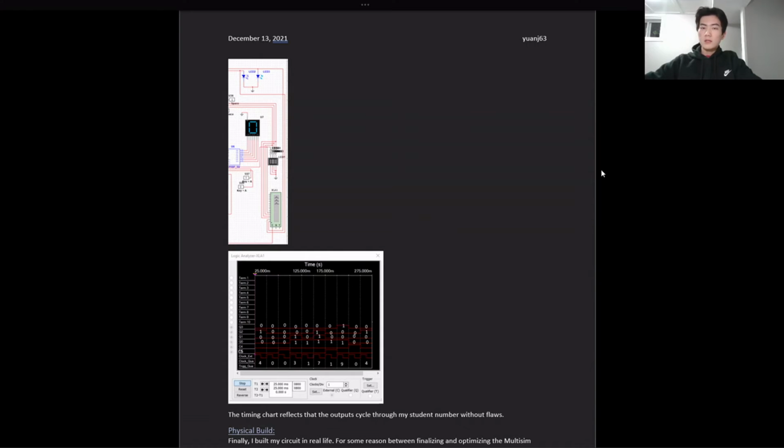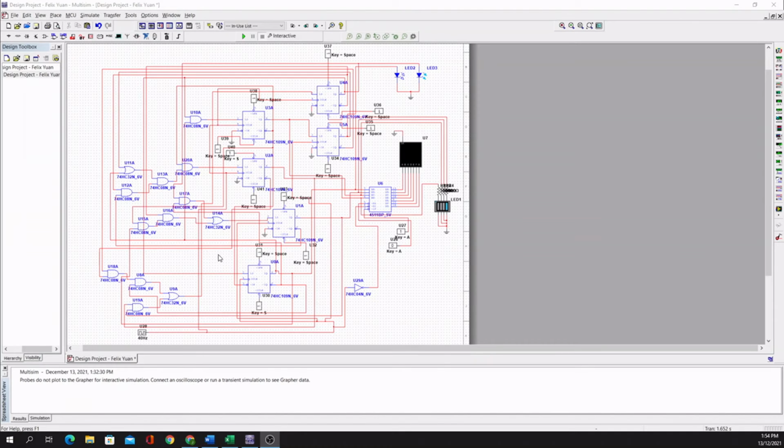So here is my circuit cycling through my student number. I preset Q2 so that it starts at a 4. And that's my entire student number.